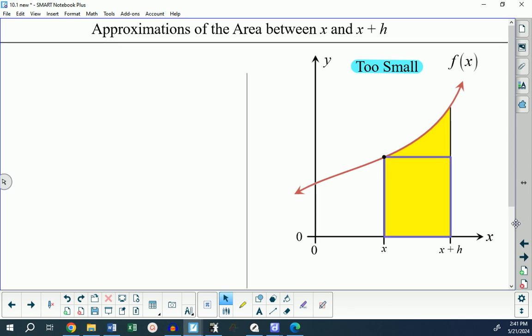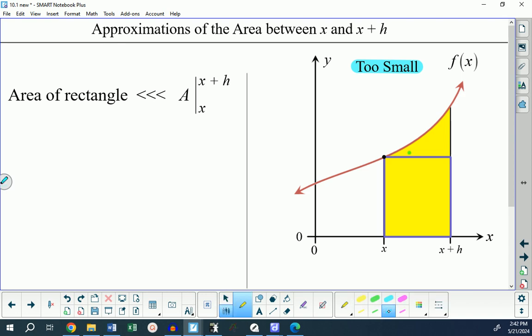So if I draw a rectangle whose height is equal to the height of the function at the beginning of the interval, I get that rectangle. Yeah? Would everybody agree that the area of that rectangle is too small? It is going to be a smaller area than the area of the yellow highlighted region because it's going to be missing this wedgy kind of shaped piece at the top. Okay.